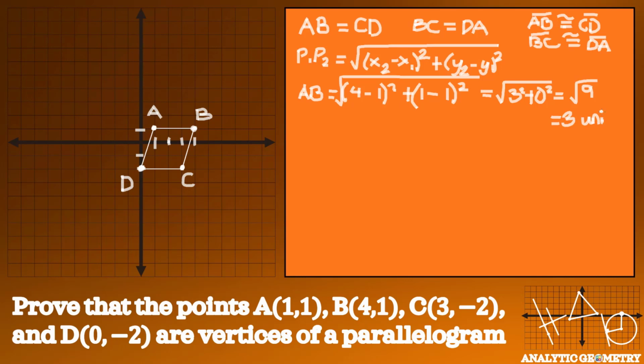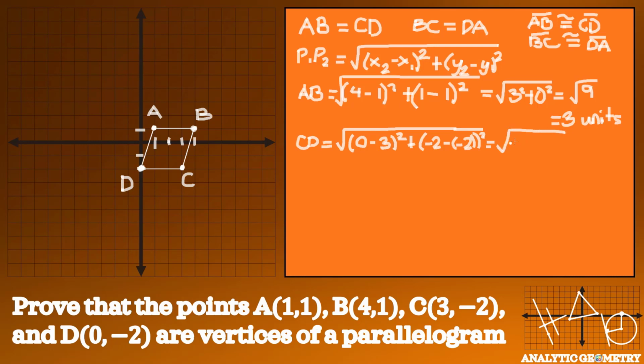Take note, we're using the positive square root, not the negative, because we're talking about distances or measurement. So this is 3 units, just like what I said by inspection. CD should also be 3 units. So we're going to use the points for C and D. Let's use D as our second point. So x sub 2 is 0 minus x sub 1 for C, which is 3, and then you square that. Plus, your y sub 2 is negative 2, but don't forget it's minus y sub 1, so minus negative 2.